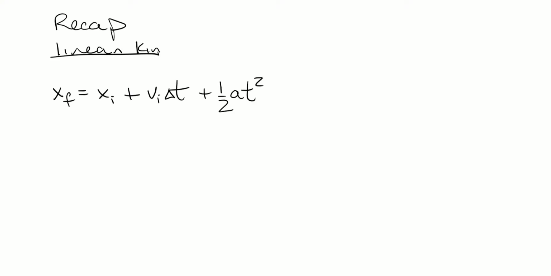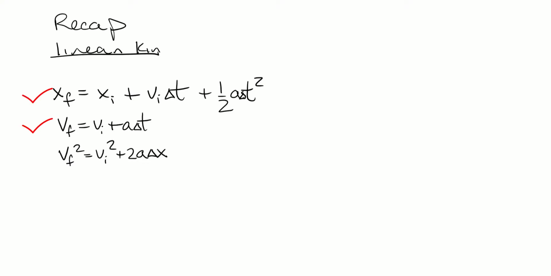So just to recap, for linear kinematic equations, we had three kinematic equations of constant acceleration, and they were these. So that was our position kinematic equation and velocity kinematic equation. And then if we put those together, we got this third one here. So we had one, two, and three. And we could eliminate time using one and two, and we would come up with three.